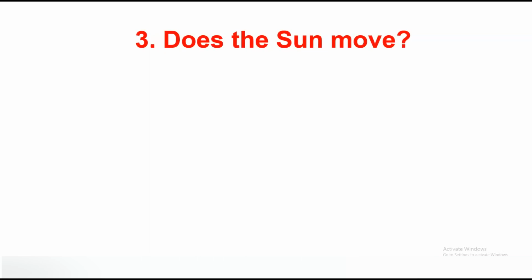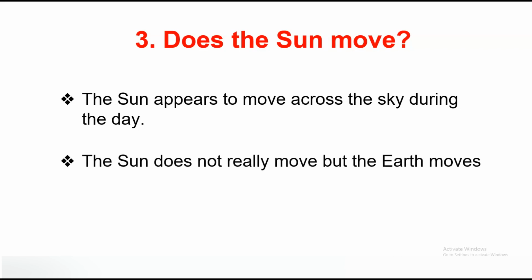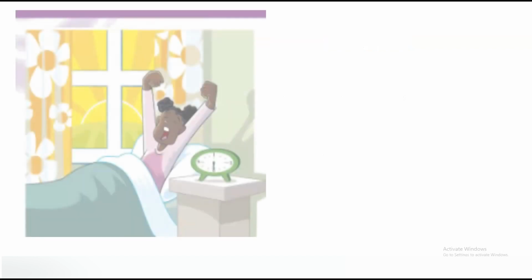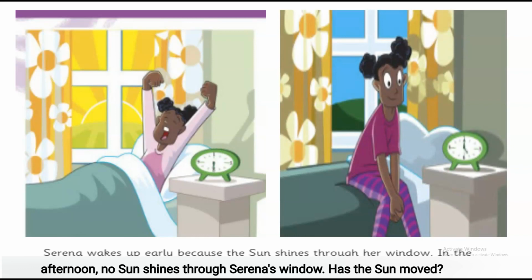Part 3. Does the Sun move? Well, the Sun appears to move across the sky during the day. It looks like it does, but it does not really move. The Earth moves. Look at these two pictures. Serena wakes up early because the sun shines through her window. In the afternoon, no sun shines through Serena's window. Has the sun moved?